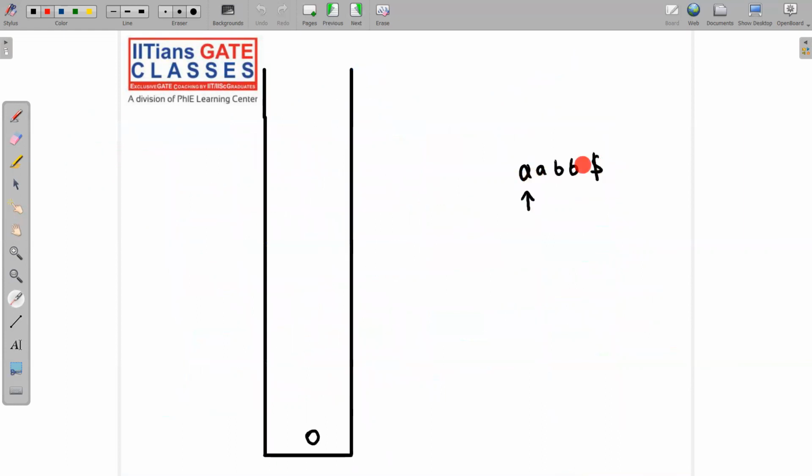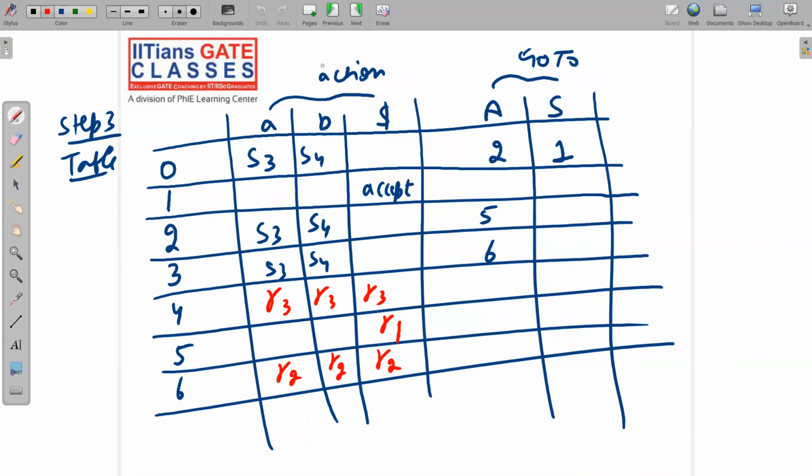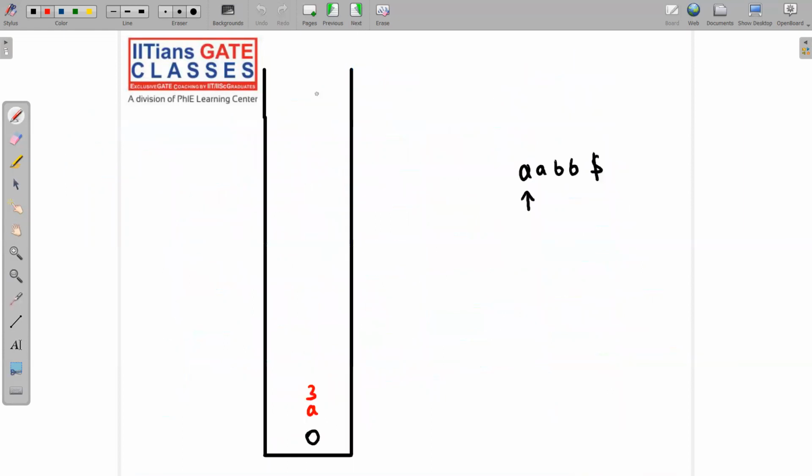So see here, I will repeat the same thing, but now in a faster manner. 0 on A, so S3. That means A is pushed onto the stack, 3 is pushed onto the stack. By now you have remembered the table, so I'm not going to shift to the table again and again. So we will go here. 3 on A, again S3. That means A is pushed onto the stack, 3 is pushed onto the stack.